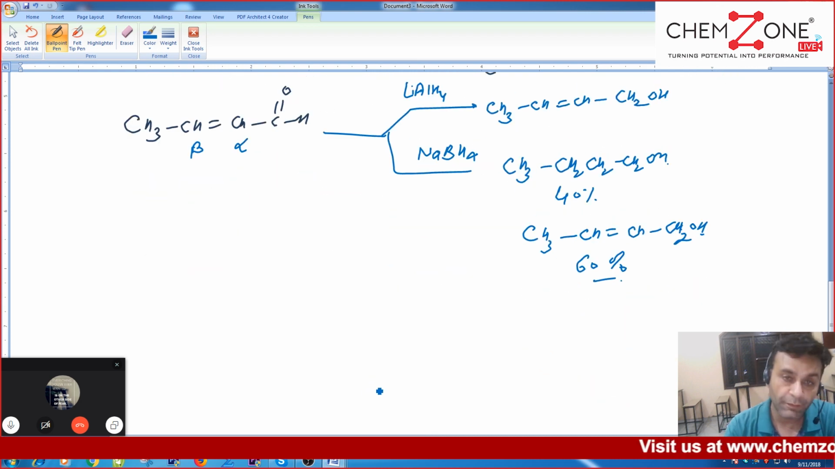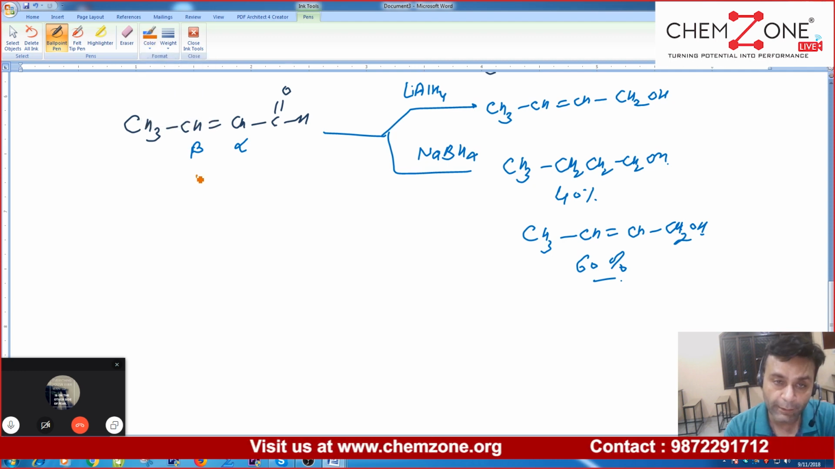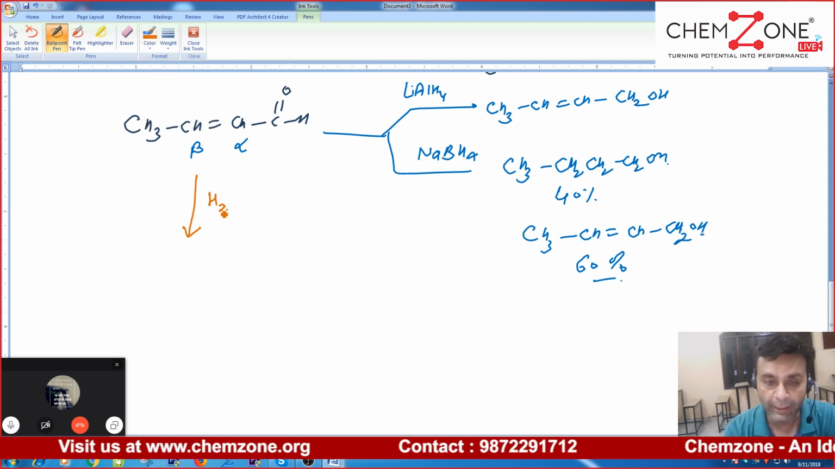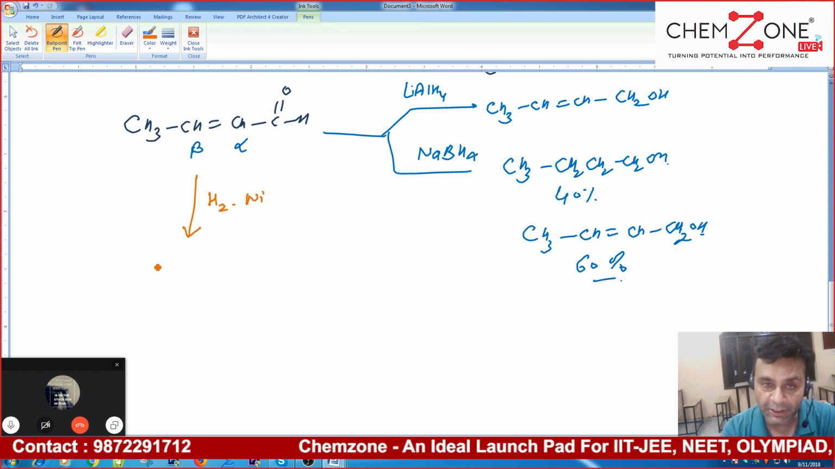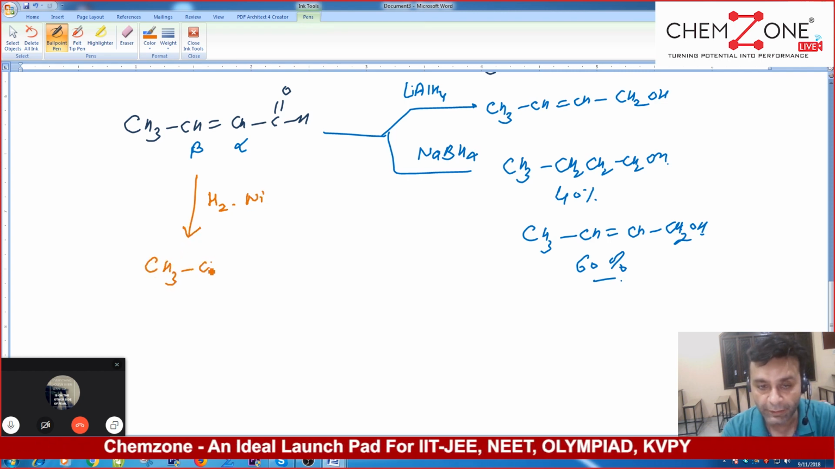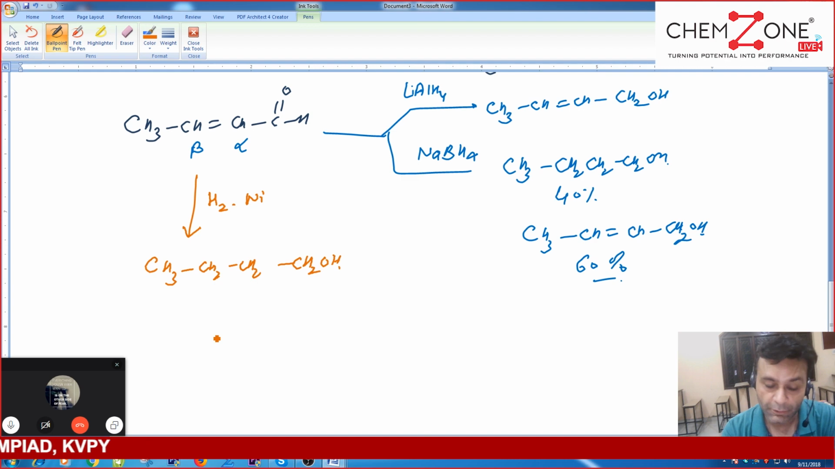But in this case, if I reduce it with hydrogen, it is one of the strongest reducing agents. It reduces the double bond as well as the aldehyde to the alcohol. Is this clear?